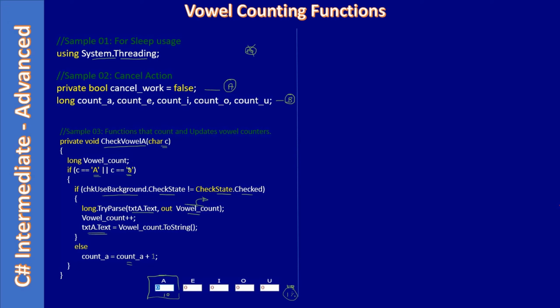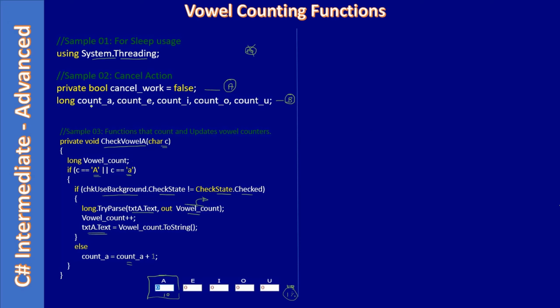So here you are just seeing one function, CheckVowelA. We have to write similar functions for the other characters also: CheckVowelE, CheckVowelI, O, U. All those we have to write. When we go to the code demo, at that time we will place all the 5 functions.